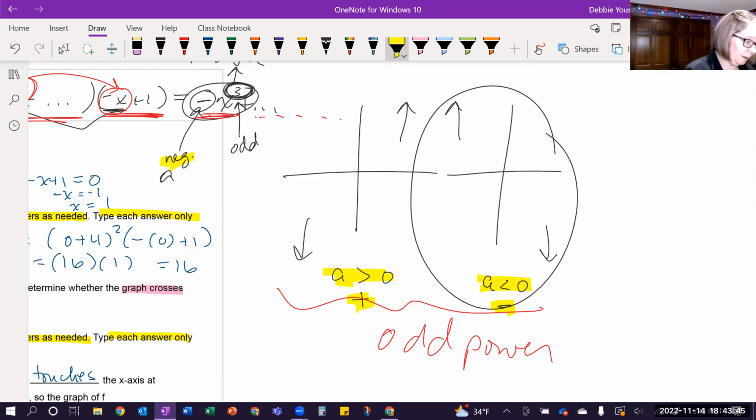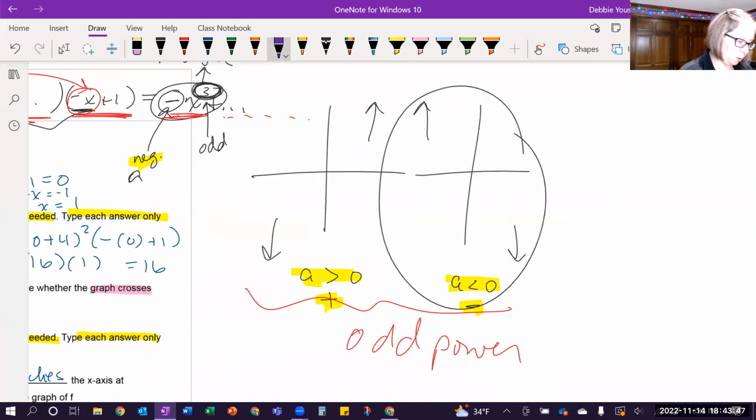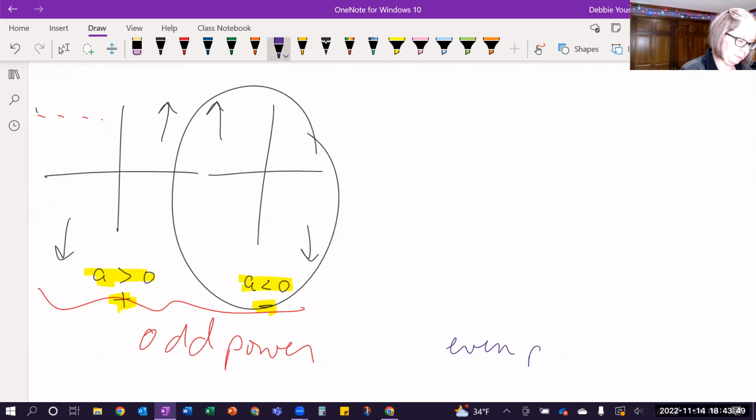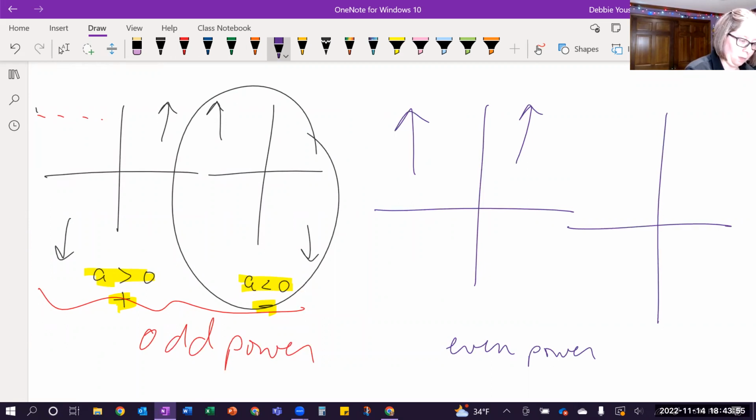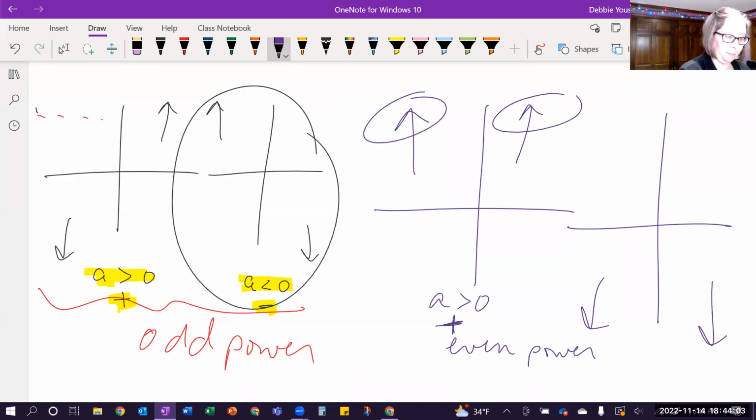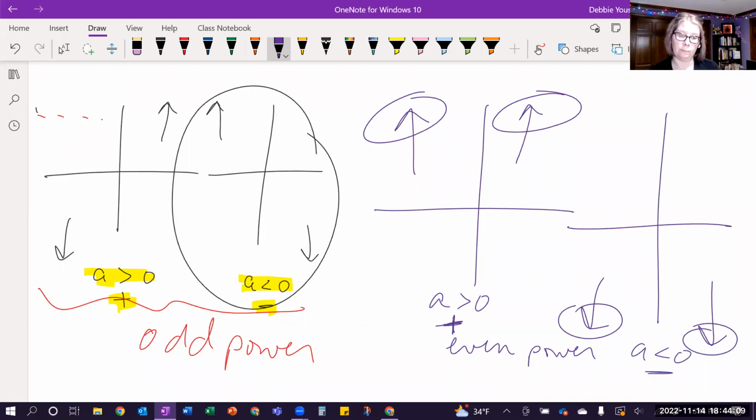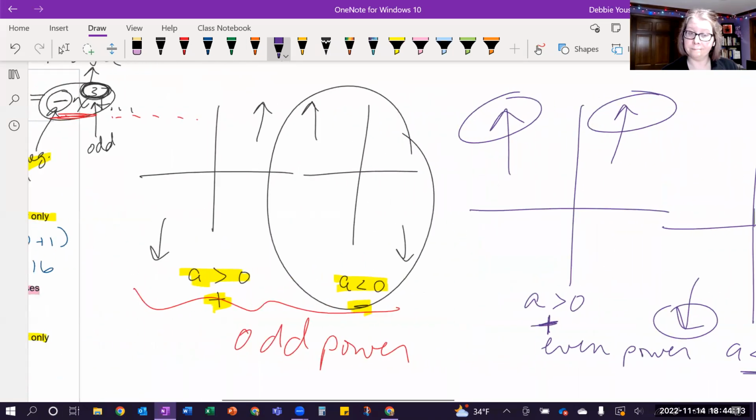Now, if these were even powered instead, then your ends would either be both up or both down. And again, you look at the A value. If it's positive, they're going to both be up. And if the A value is negative, they're both going to be down. They go the same direction. Okay. And those are the only 4 options.